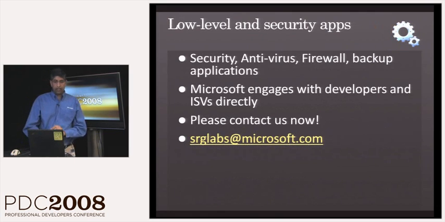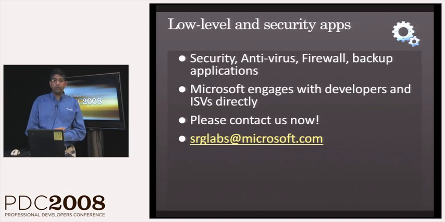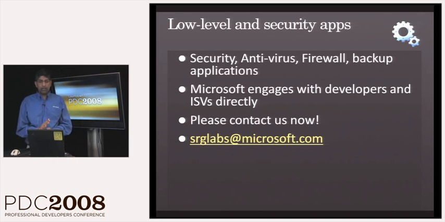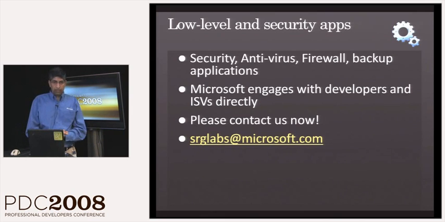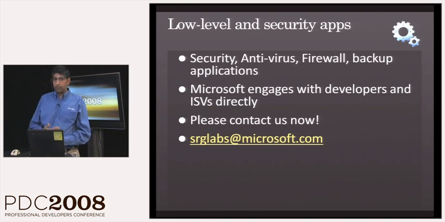All right, let me go to the final part of the three topics that I need to cover for Windows 7 compatibility breaks. And these are for developers and ISVs who do low-level applications such as security, antivirus, firewall, and backup. If you are one of those developers, please contact us. Microsoft works with them on a regular basis for every operating system version. If you're not already contacted by us or if you're not already engaged with us, here's the email address where you can contact us. We will work with you.